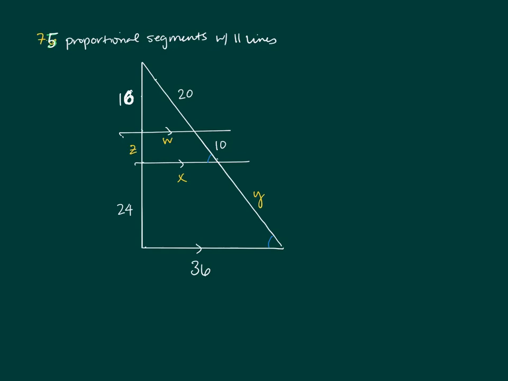So if you wanted to solve for z, you could just say 16 over z equals 20 over 10. It just looks like its own proportion. Or if you wanted to solve for y, you could do 16 over 24 equals 20 over y. And if we look at what's happening, it does match up.